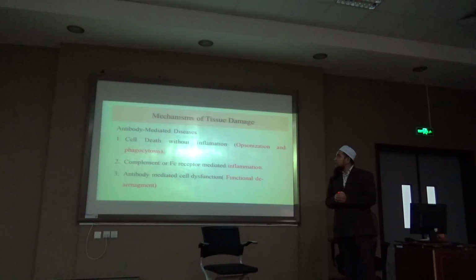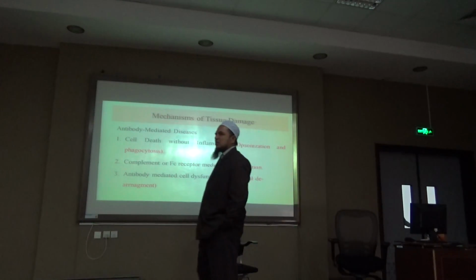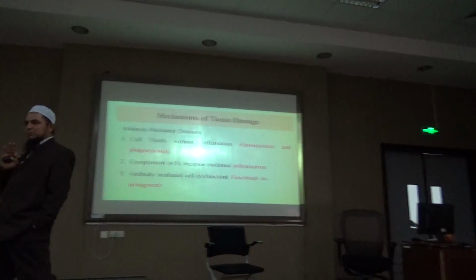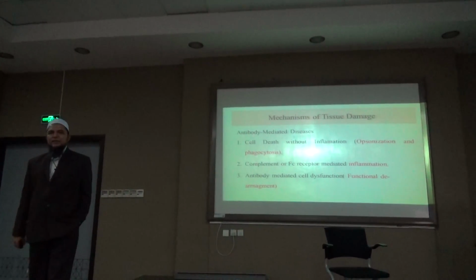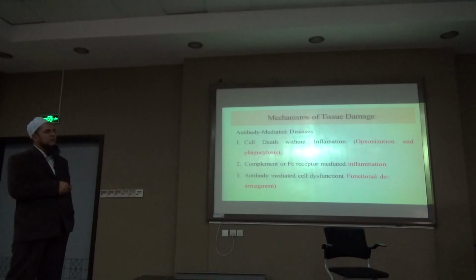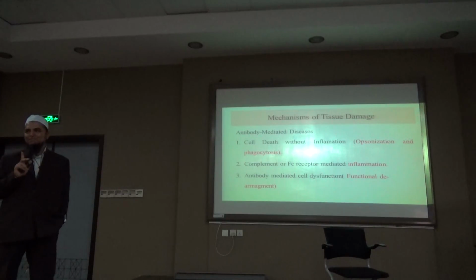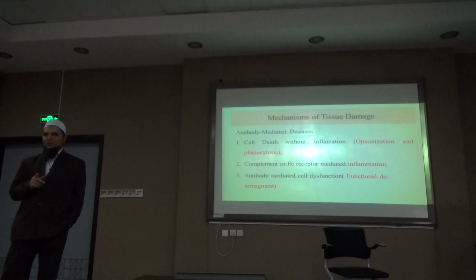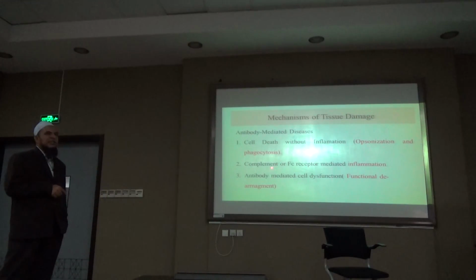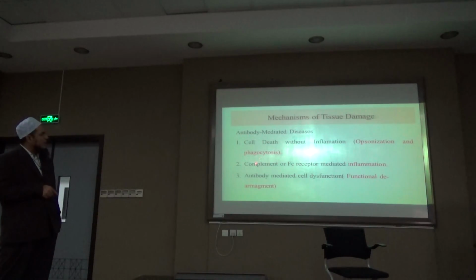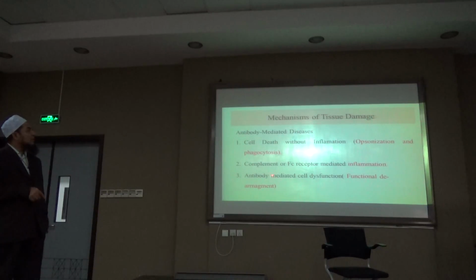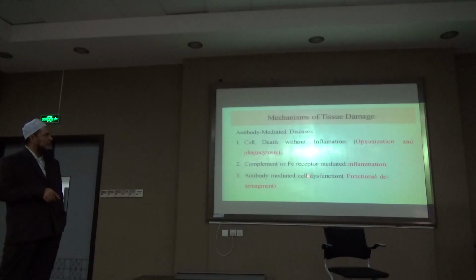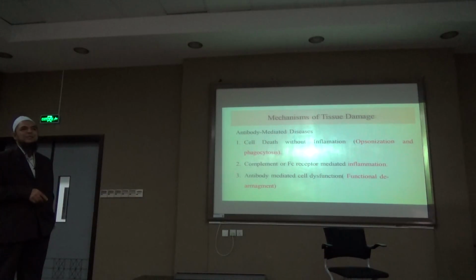Now, the antibody-mediated problems occur in three major steps. Number one, cell death with the help of opsonization and phagocytosis, but no inflammation. The cell will die, but there will be no inflammation. There will be opsonization and phagocytosis. Point number two, there will be killing of the cell with the help of complement receptors and with inflammation. And last but not the least, there will be antibody-mediated cell dysfunction, functional derangements.